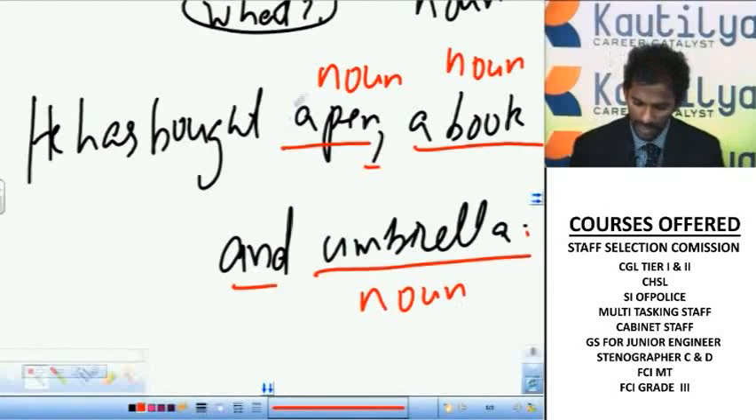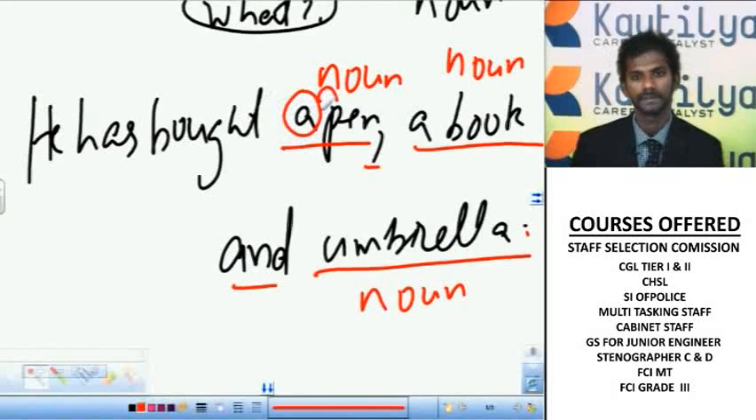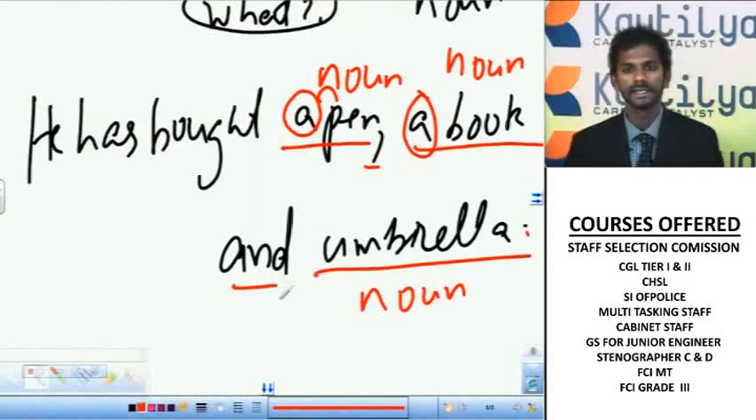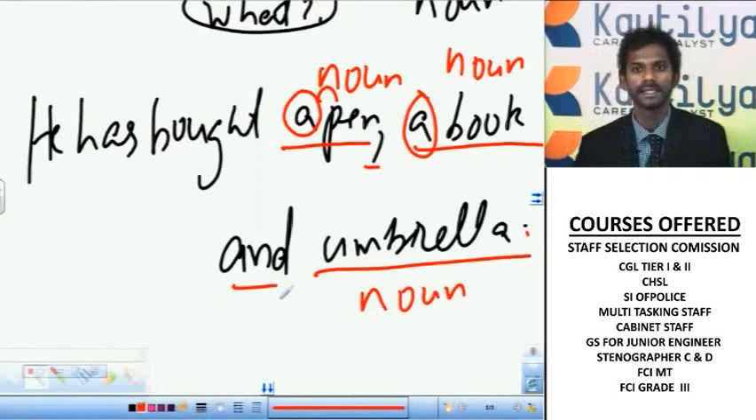Now the first idea is a pen. Here we have an article to refer to the first idea. Second idea is a book. We have an article to refer to the second idea. Right? Is there any article to refer to the third idea? No. There are articles to refer to the first idea and the second idea. There is no article to refer to the third idea. That means the first 2 ideas are having equal importance, whereas the third idea is not having the same importance as the other 2. Clear? So in this sentence there is no parallelism.